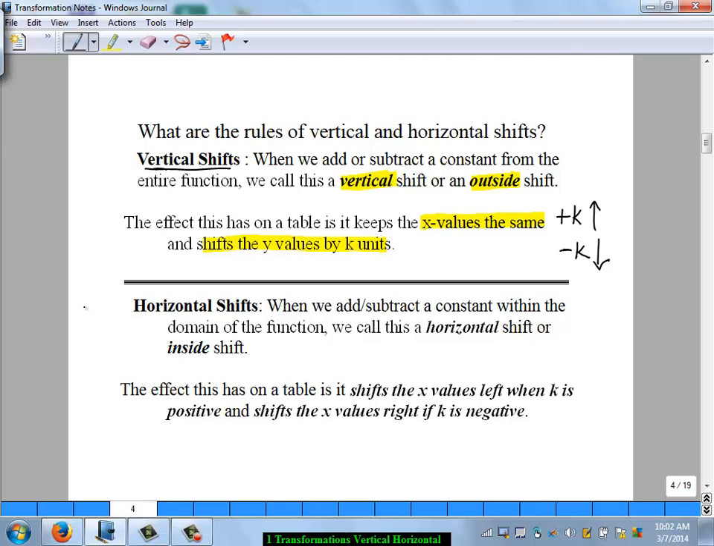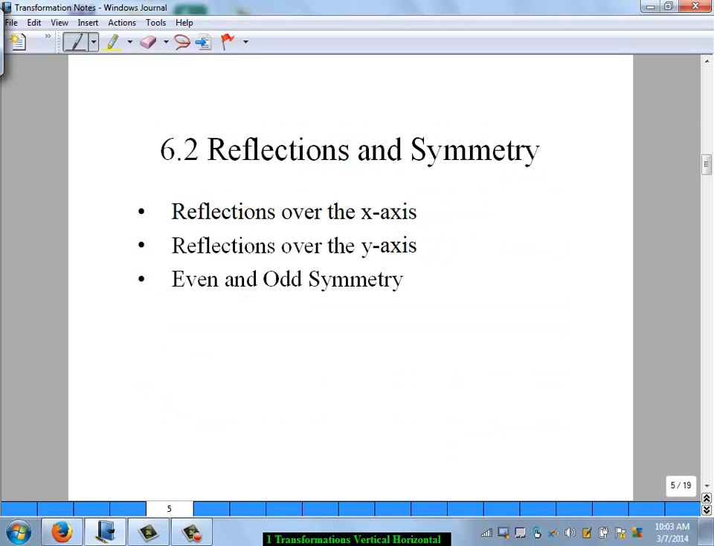Horizontal shifts are the ones that are opposite. When we add or subtract a constant within the domain, or inside, this is called a horizontal shift or an inside shift. The effect this has on the table is that it shifts the x values left when k is positive, and shifts the x values right when k is negative. So if I go to the left, it's a positive k. If I go to the right, it's a negative k. It's opposite of what you think. All right, so there's a good summarization. You need to know these rules, so it's good to have it on one slide.